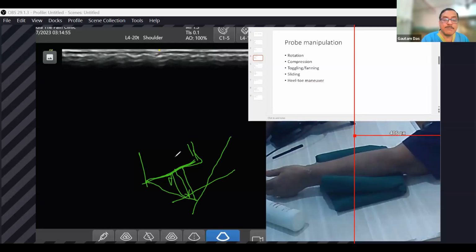If your angle is like this, then it will be coming like this and deflecting away. This structure will be looking anechoic, not hyperechoic. This structure will be looking hyperechoic. This structure will look anechoic because the ultrasound beam focusing here is reflecting to the other side and not going back to the ultrasound probe. So to see a structure as hyperechoic, the wave must be coming back to your probe. If the ultrasound beam is going away from it, then it will look anechoic.